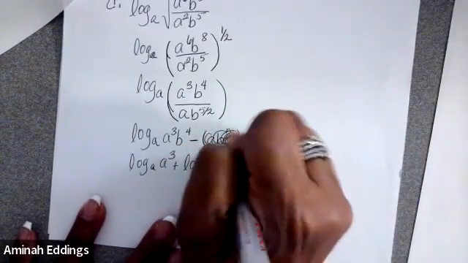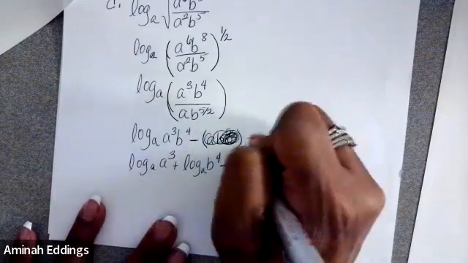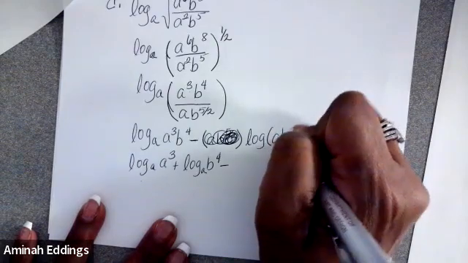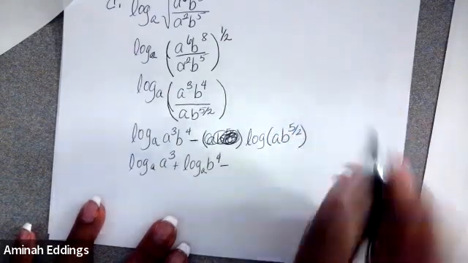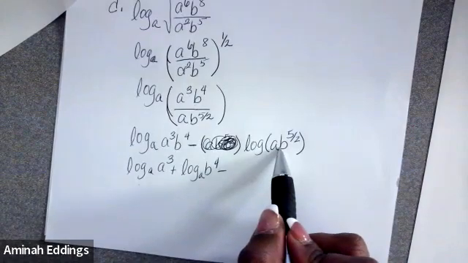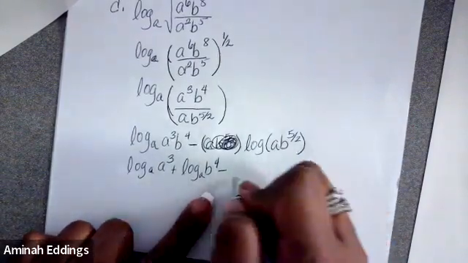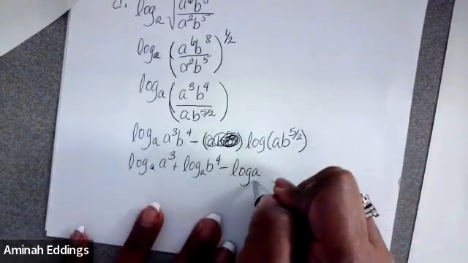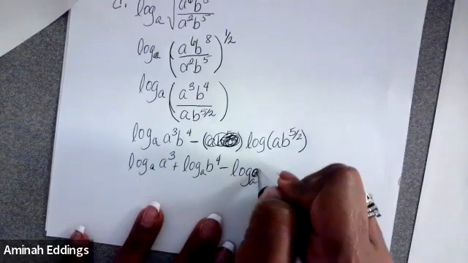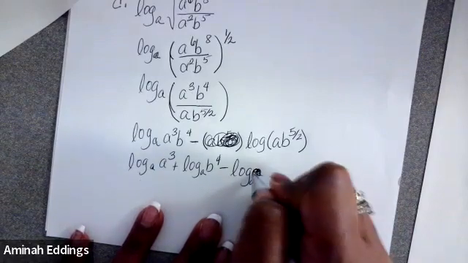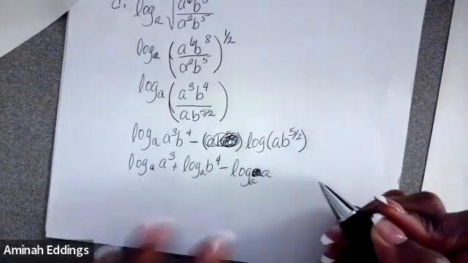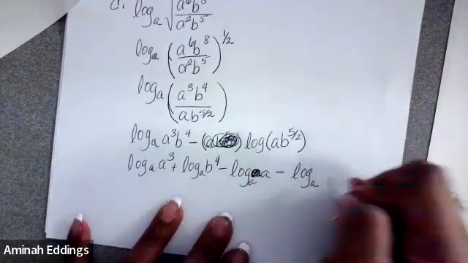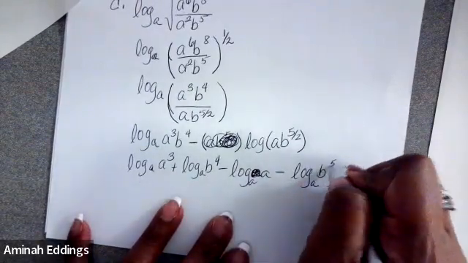And I just realized I left my log out. So this should actually be minus log base A of A B to the 5/2 power. Okay, I left that out up here, but yes, you are correct. So then this becomes minus log base A of A minus log base A of B to the 5/2 power.